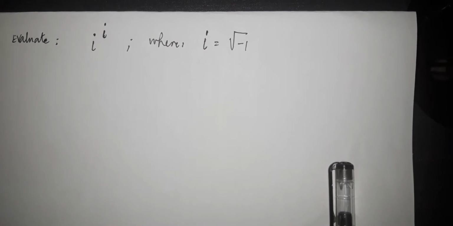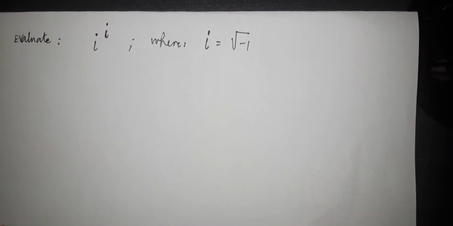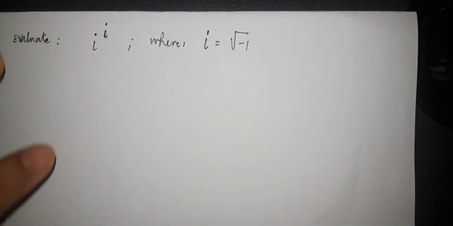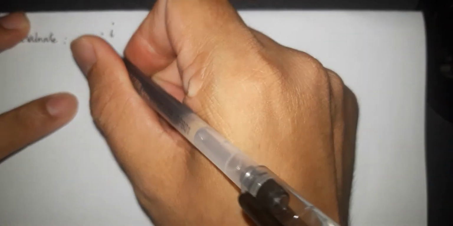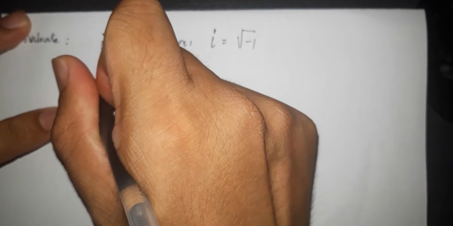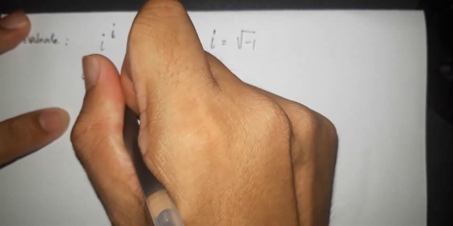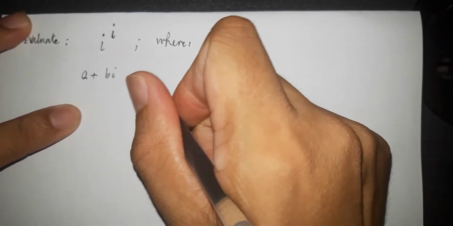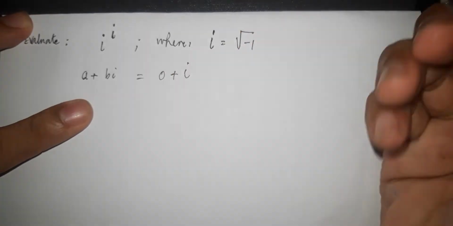Let us evaluate i raised to i, where i is equal to the square root of negative 1. So how are we going to deal with this? So we all know that this i, in terms of a plus bi, can be written as 0 plus i.